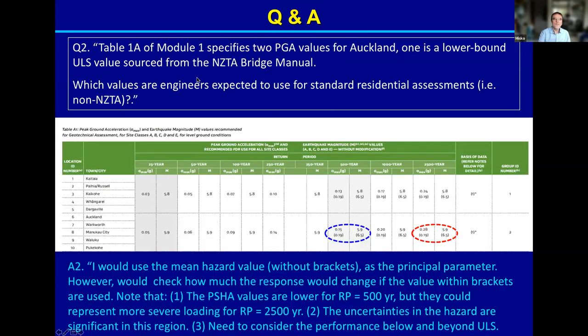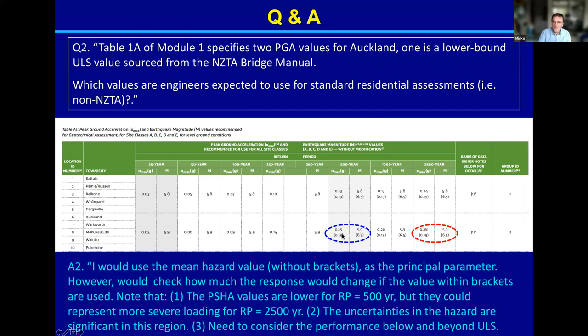The second question, table 1A of module 1 specifies two PGA values for Auckland. One is a lower bound ULS value sourced from the NZTA bridge manual. Which values are engineers expected to use for standard residential assessments, via non-NZTA projects areas?